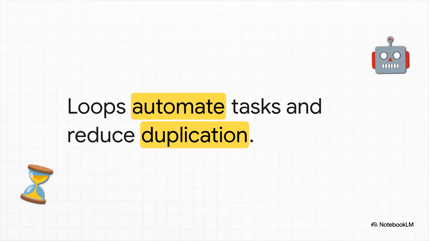So, the absolutely crucial point here is that by using loops, you're instantly empowering your code to do the repetitive grunt work for you. You're saving your own precious time, and you're drastically reducing code duplication. Basically, it just makes your programs cleaner, faster, and, well, way more efficient.